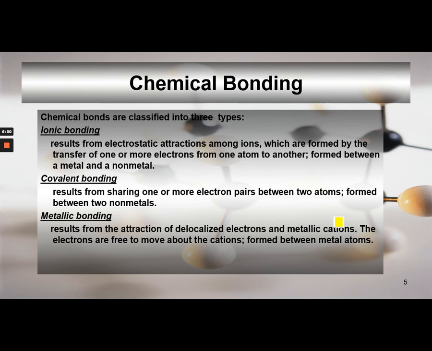And then you also have metallic bonding. In metallic bonding, you have delocalized electrons and metallic cations, and these electrons are free to move, forming between metal atoms. So when copper bonds with other copper atoms, those valence electrons in the d orbitals move like in a sea, and that's what electricity is: the movement of electrons in bonded metal atoms. That's how we get electricity.